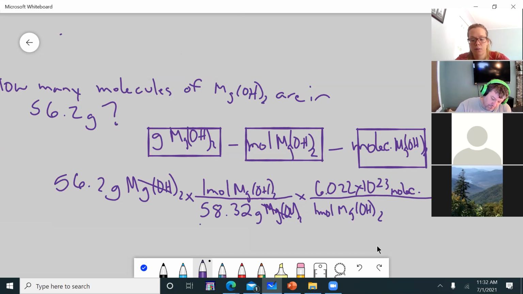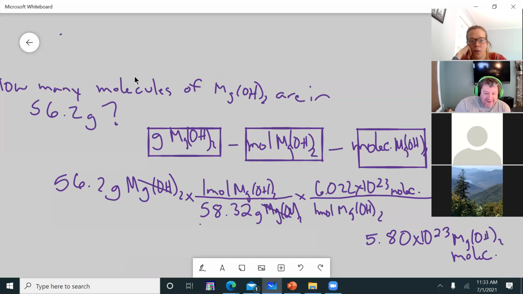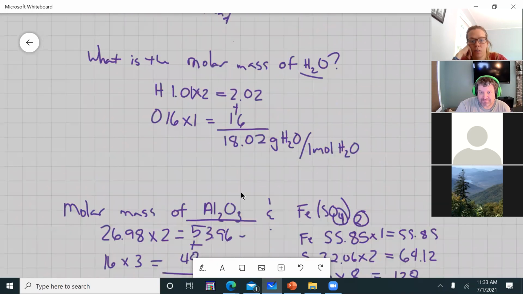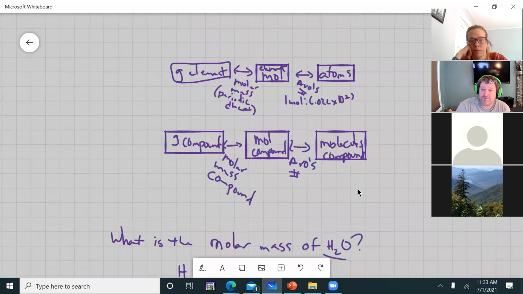We get a value of 5.80 times 10 to the 23rd MgOH2 molecules. You guys feeling good with that? With how to flow around those charts, whether it's a compound up here, or whether it's a compound or an element.